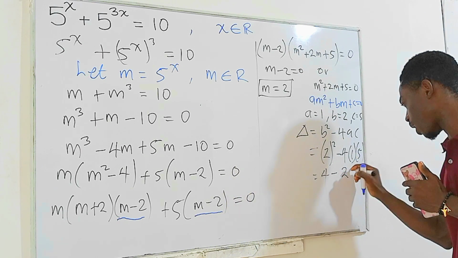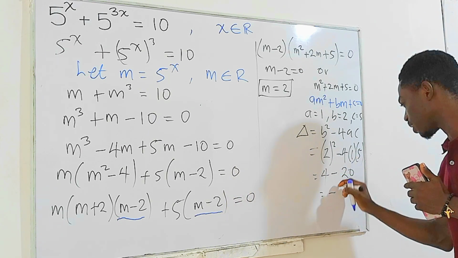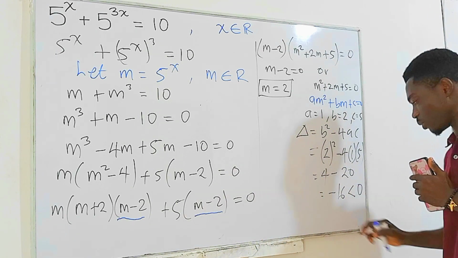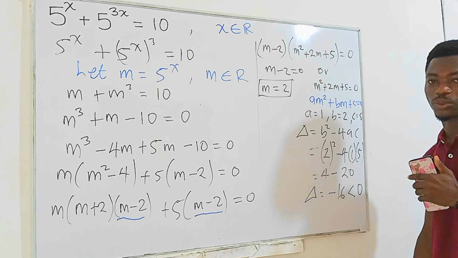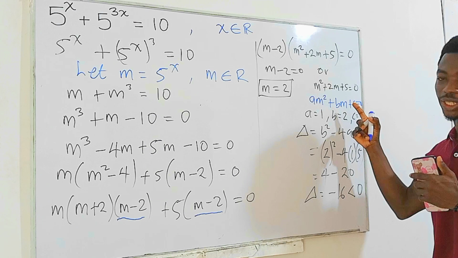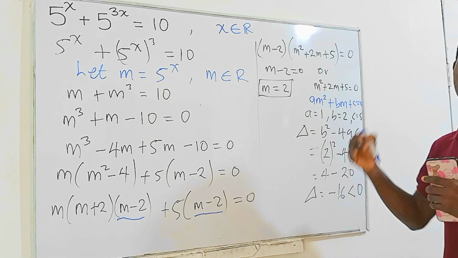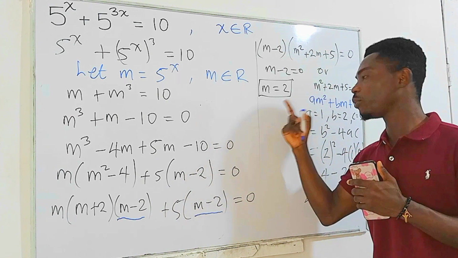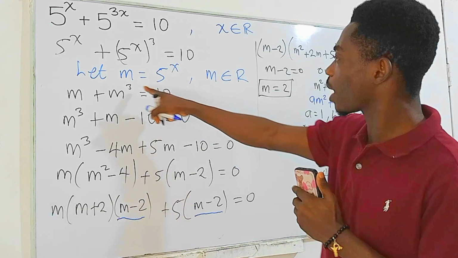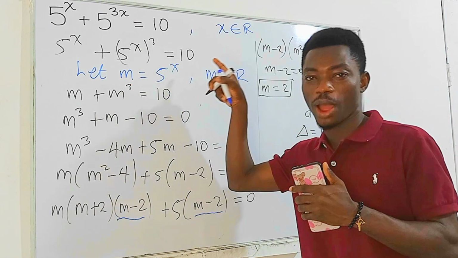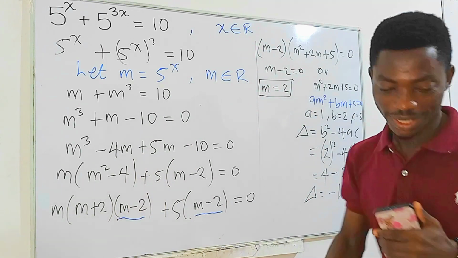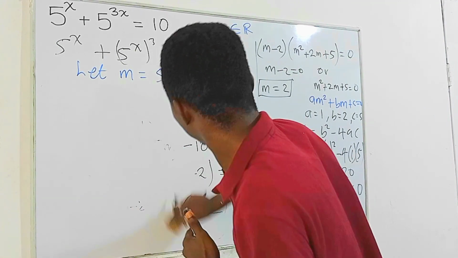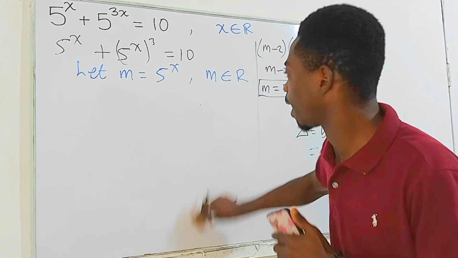So we're going to have 20 here, and everything is giving us negative 16. And obviously, we see that negative 16 is less than 0. That means that delta is less than 0, which basically also means that this quadratic equation right here does not have real solutions. So we are going to consider this as the only value for m, only real value for m. But remember, right from here, we are saying that m is equal to 5 to the power x. And of course, we are not looking for m, but we are looking for x. So we have to find what the value of x is.